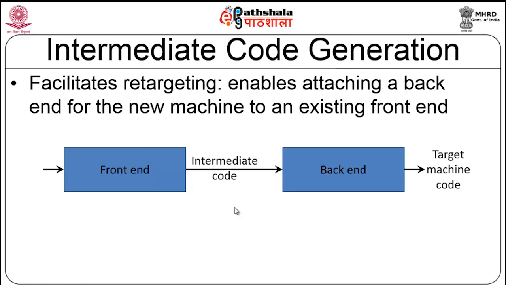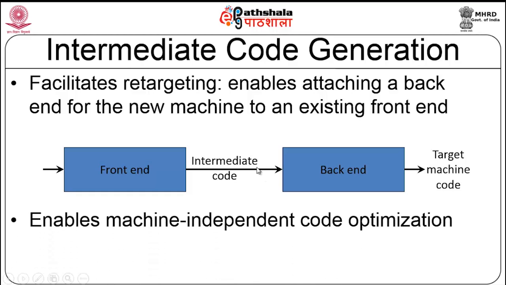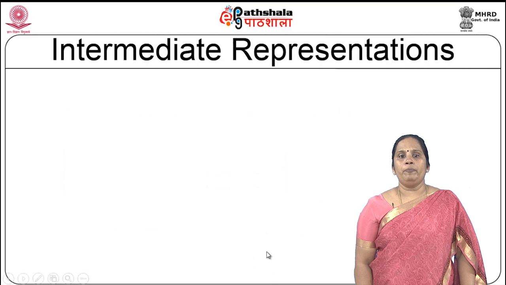It enables attaching a back end for a new machine to an existing front end. The front end is language dependent, but we have not even touched a single instruction, or looked at the target machine's features or characteristics, or how to generate the instructions. Nothing has been looked at. We have so far simply analyzed the piece of program which was given to us. So the intermediate code tries to convert this front end to what is required by the back end of the compiler. It enables machine independent code optimization also, that is the functionality of the intermediate code generator.